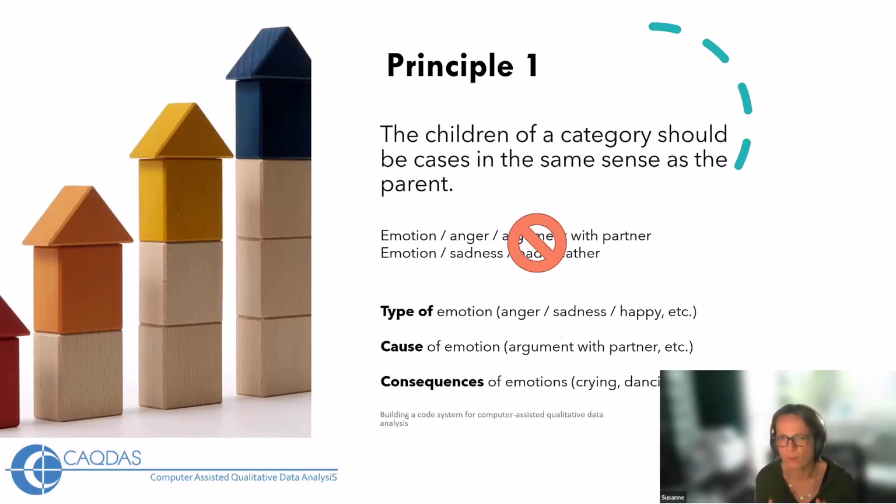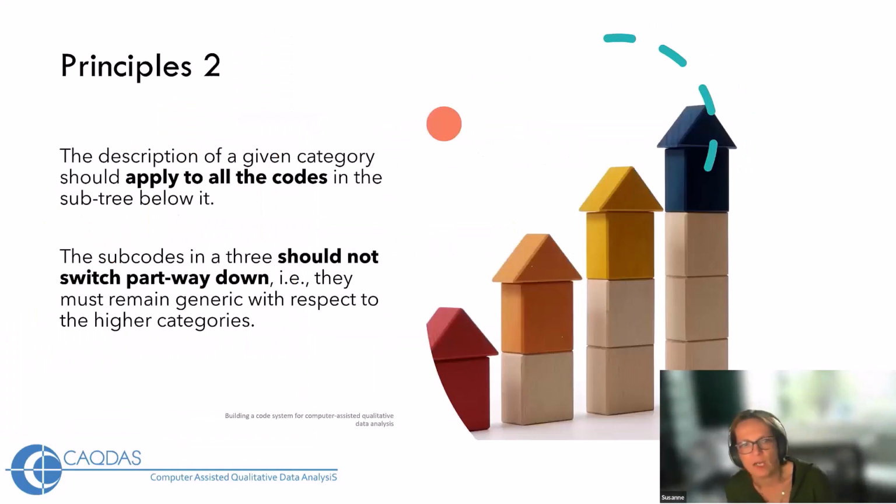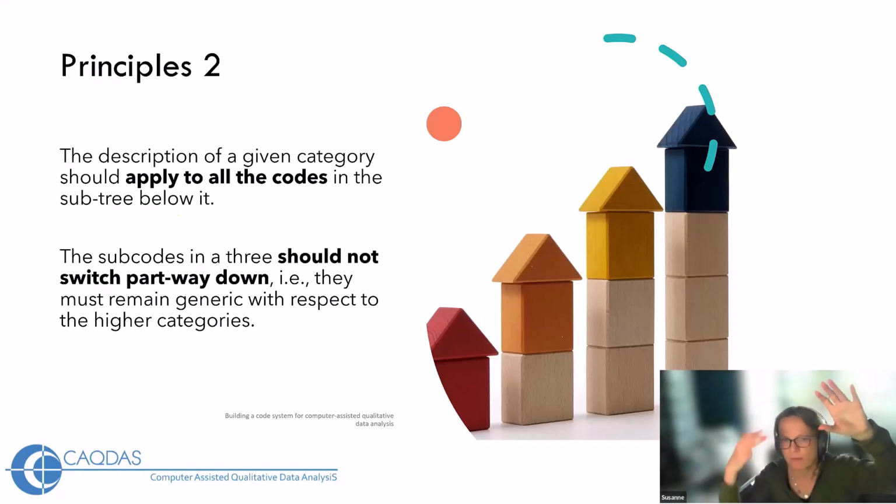Think about it: first, we have to put the data neatly into boxes, so then we can retrieve the data later. So principle 2 is that the description of a given category should apply to all the codes in the subtree below. It all relates to each other. If we describe what emotions are, and then we have the types of emotions, anger, happy, sad, hopeful, and so on, that all fits under a larger definition of emotions, and then we have more precise, more detailed sub-definitions.